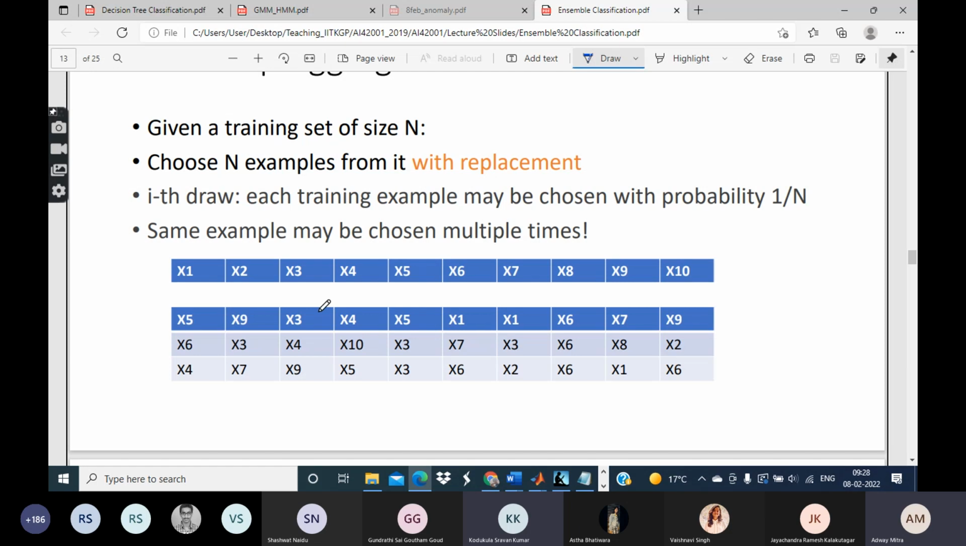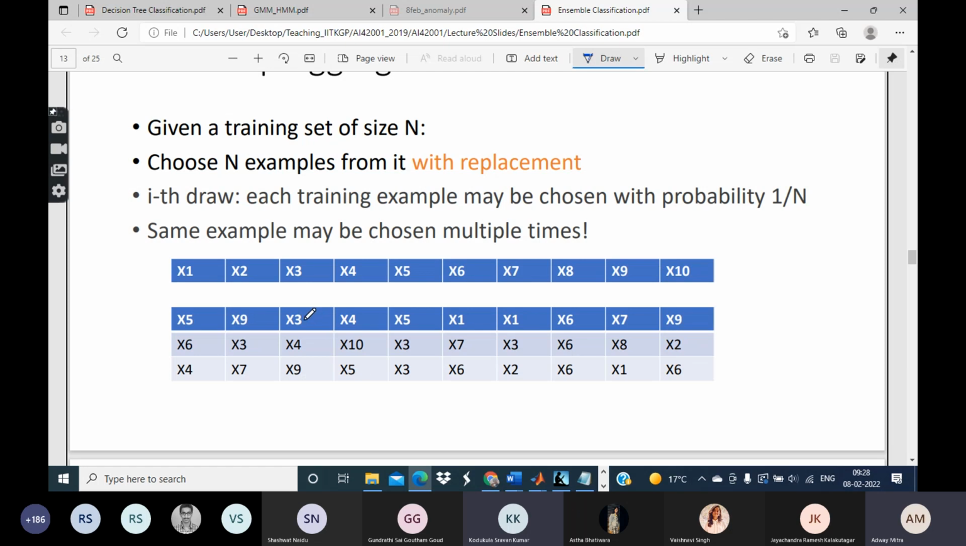So this is one sample. That is, this is the original sample, and on the basis of it you have created another sample set like this. One more sample set you have created like this, and a third one also in the same way. Each of these is basically some kind of perturbation of the original data set, but they are all different.